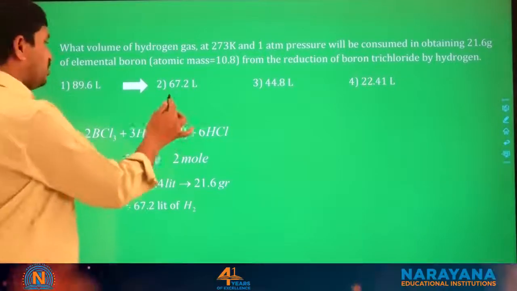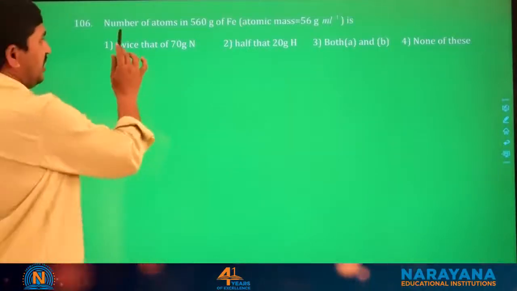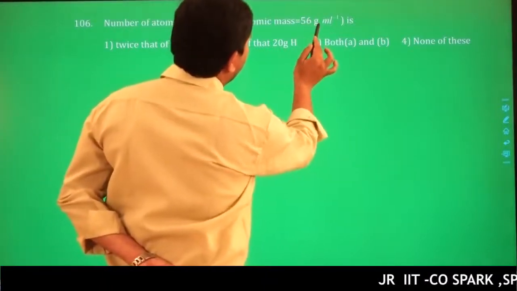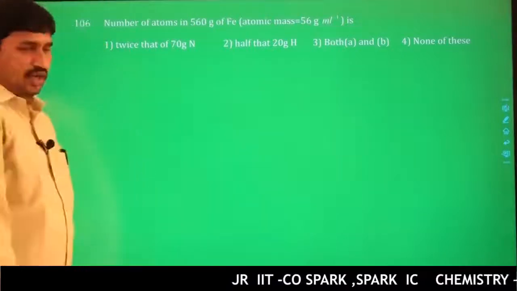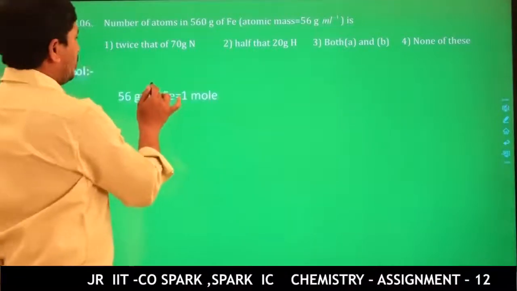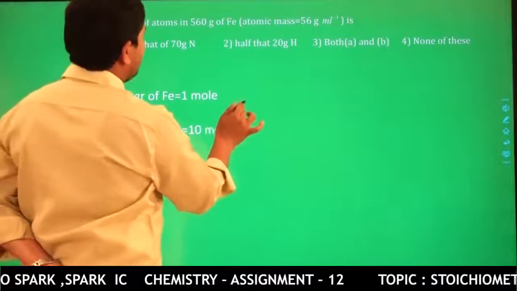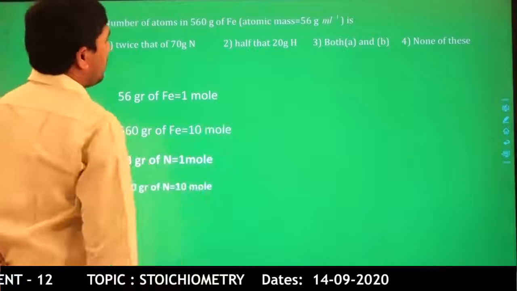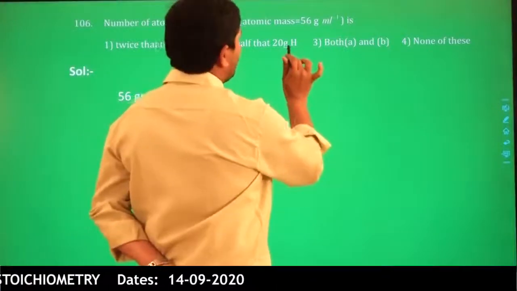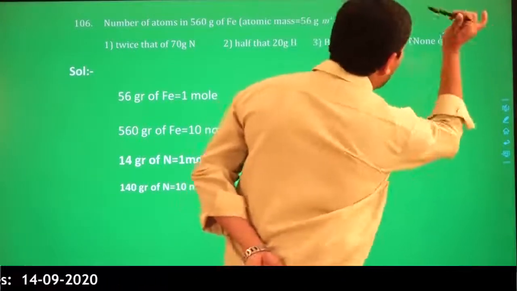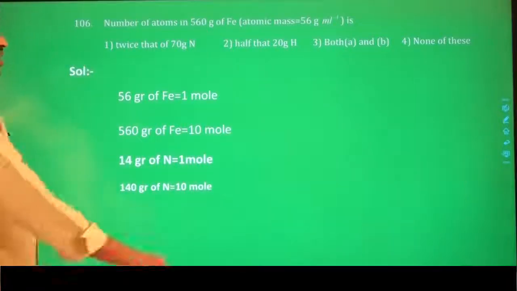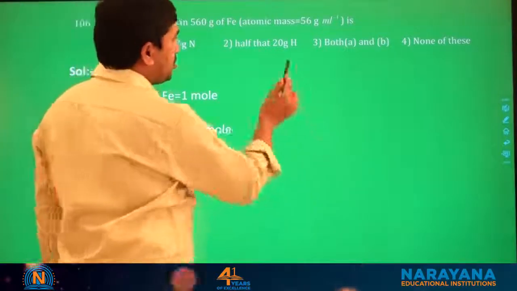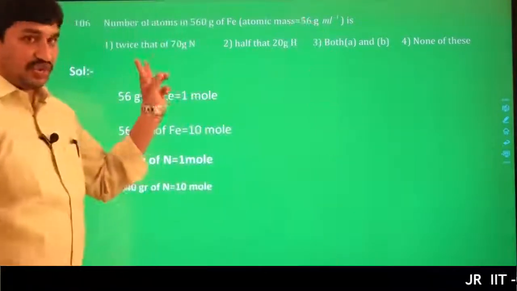Got it? So go for the next question. What is the next question? Number of atoms in 560 grams of iron. Here the atomic mass of iron is 56 gram per mole. He asked the number of atoms in 560 grams of iron. The given statements are: twice that of 70 grams of nitrogen, half of that of 20 grams of hydrogen, both A and B, and none of these. So he asked whether 560 grams of iron is equal to twice that of 70 grams of nitrogen and half of that of 20 grams of hydrogen or not.